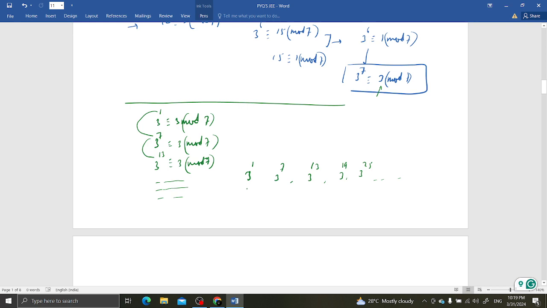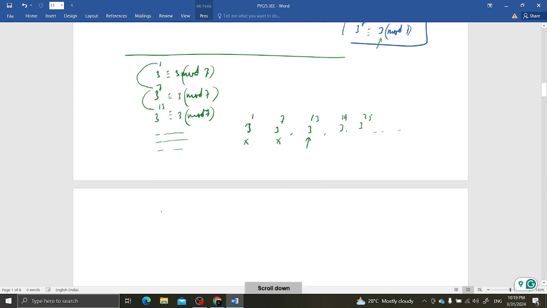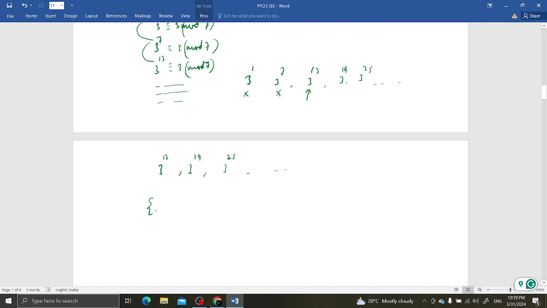But you observe that 3 to the power 1 and 3 to the power 7 are not between 10 and 100, so we need to start from here. So 3 raised to the power 13, 3 raised to the power 19, 3 raised to the power 25, and so on. Like that, we have elements. Now I will collect all the powers in the set T, that is 13, 19, 25, and so on.